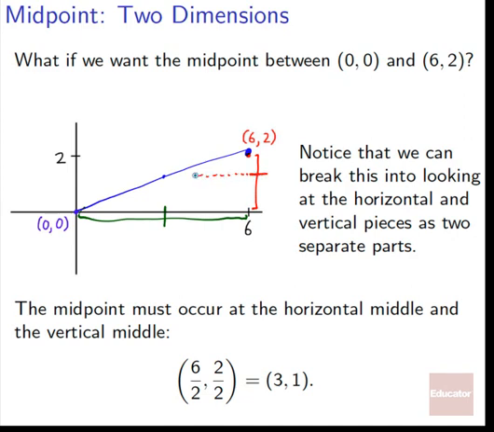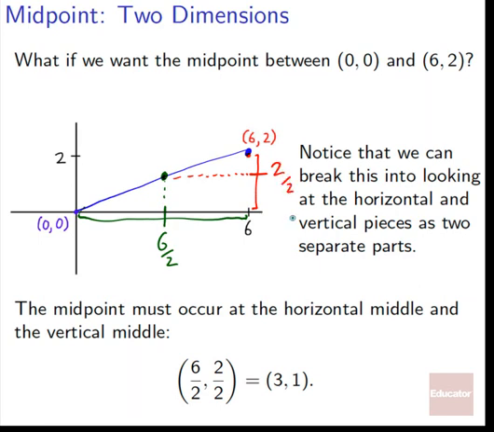So the two of them come together and that's our midpoint. So it's going to have to be the horizontal middle. Our horizontal distance was 6, so 6 over 2 is where we're going. Our vertical distance was 2, so it's 2 divided by 2.